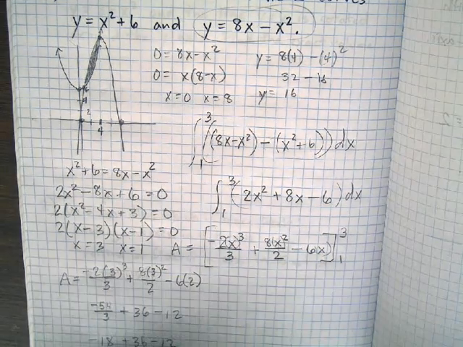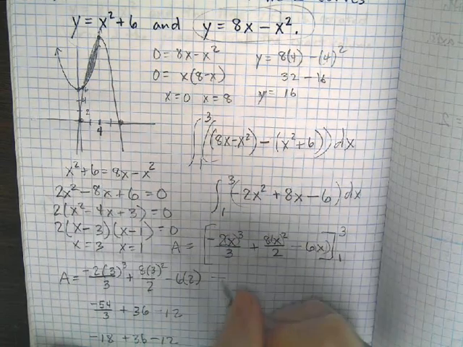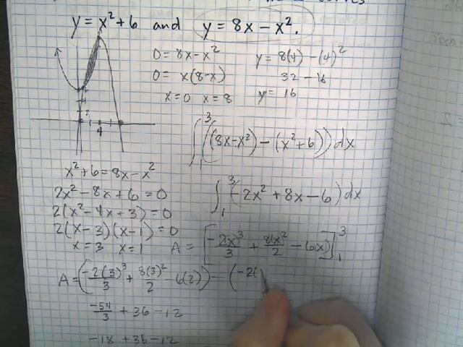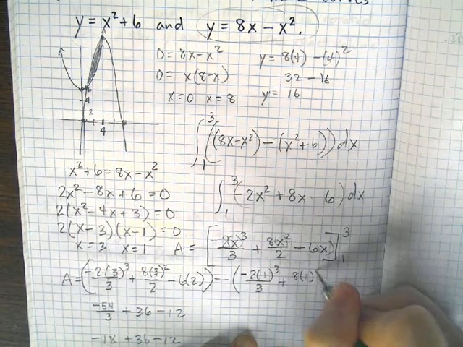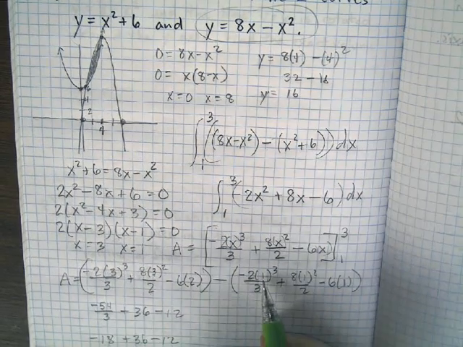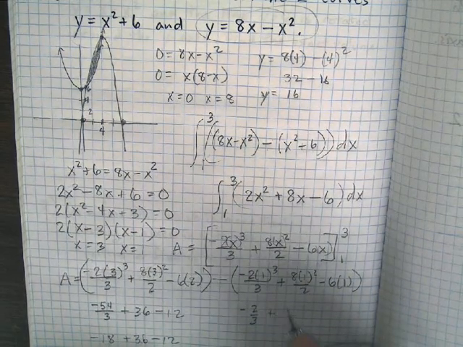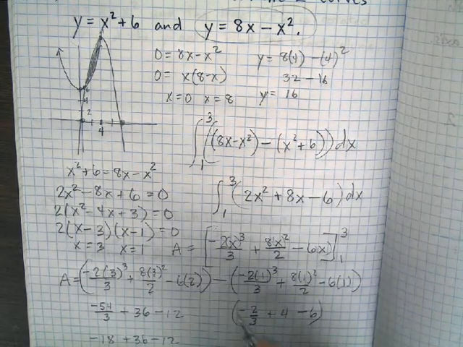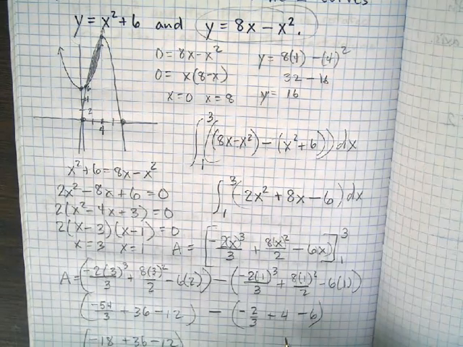Okay, so that's the first part. And then I'm going to have minus the second part, minus negative 2 times 1 cubed over 3 plus 8 times 1 squared over 2 minus 6 times 1. That's negative 2/3, and that would be plus 4, that would be minus 6. And I'm going to be minusing that. So let's see, what do I get here?